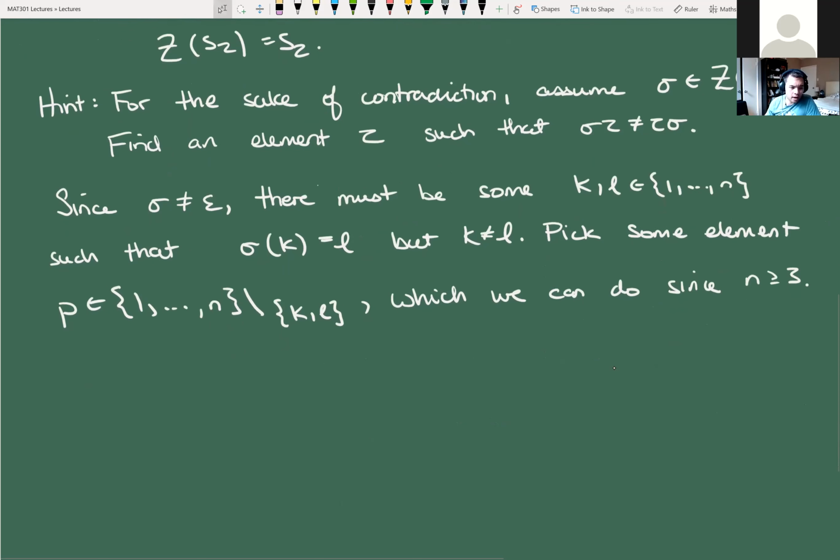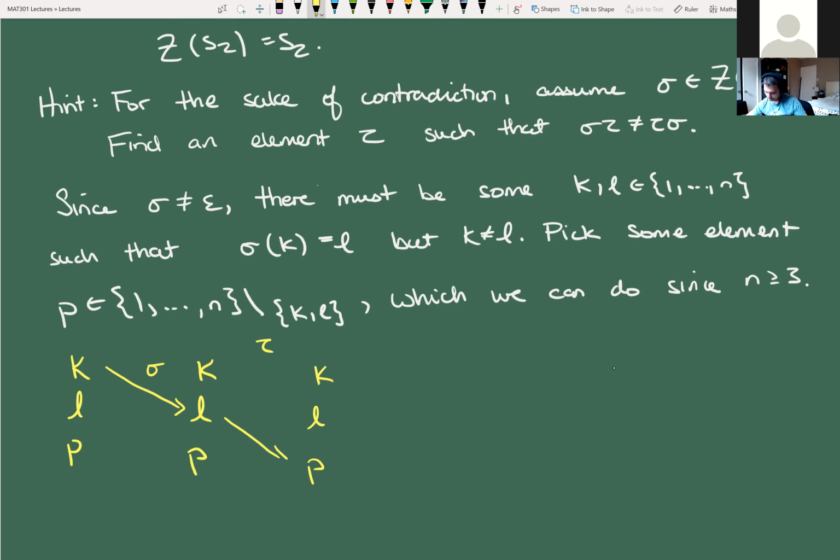Okay, now here's what's going on in my brain. Obviously sigma is a function from the set on n elements to the set on n elements. I don't care about what it does to anything other than K, L, and P. So I've got K, L, and P over here, and I know sigma maps K to L. Now I want to find a tau such that this happens, and only that happens.